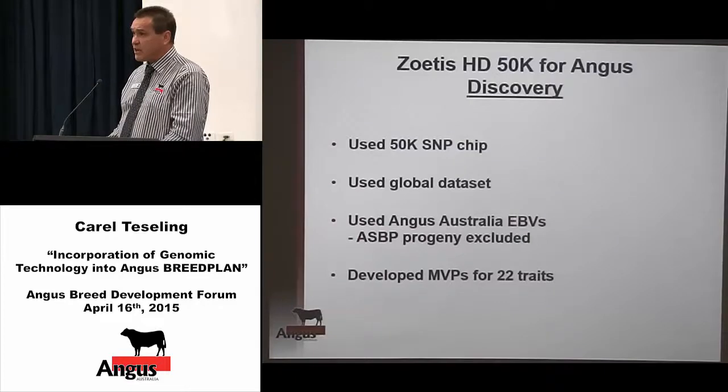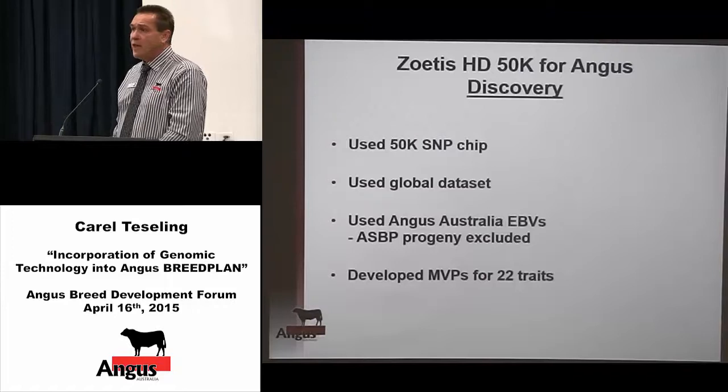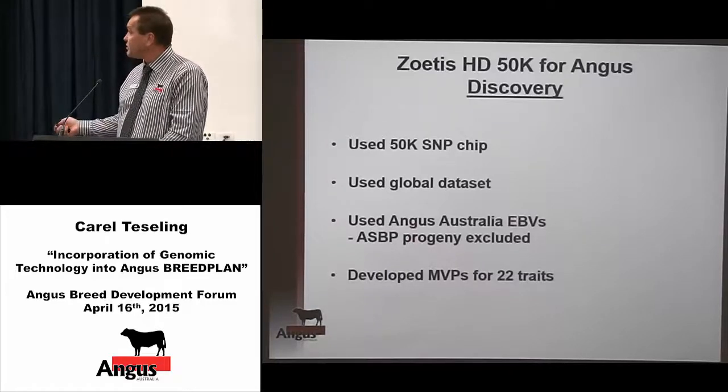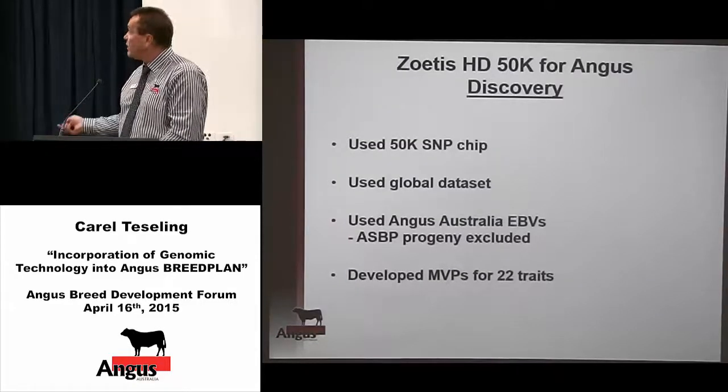But what we've said is, for us to allow the second step, or the step that AgBoo needs to be involved with, we were going to exclude it. We did exclude the site benchmarking progeny. So we decided to keep it out. There's other progeny test animals that we kept out as well, out of this discovery data set that we supplied to Zoetis.